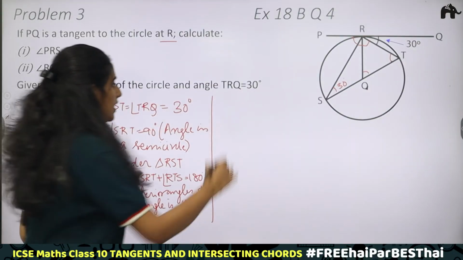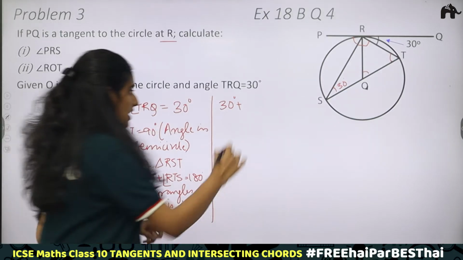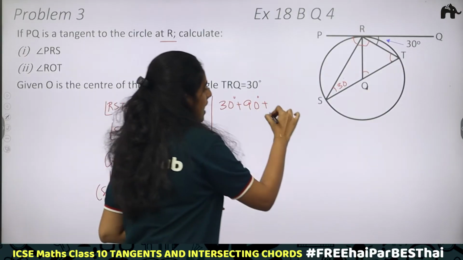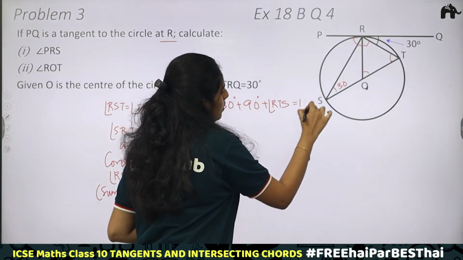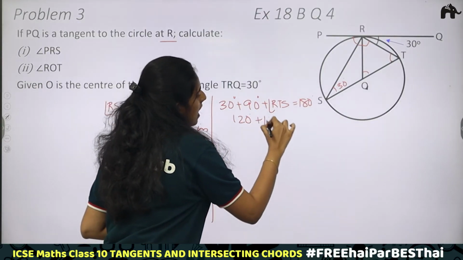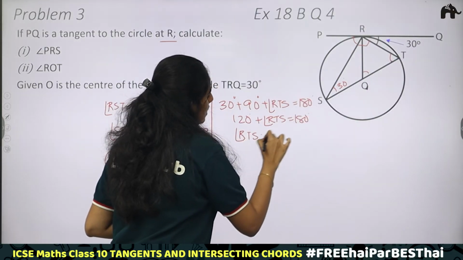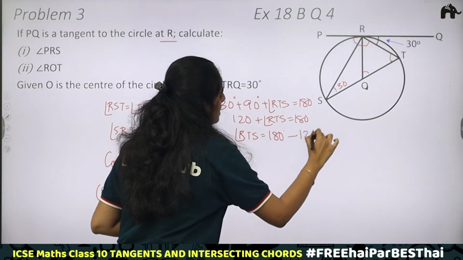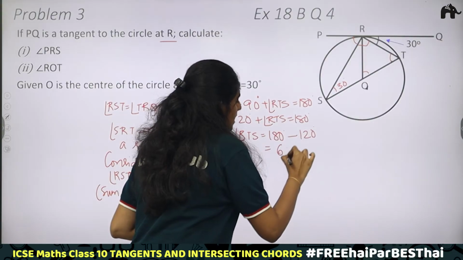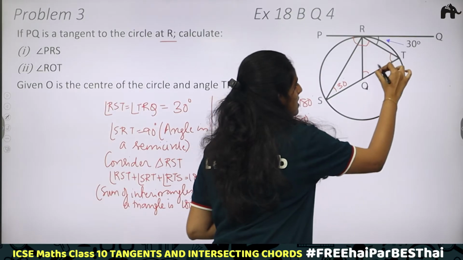RST is equal to 30 degree plus SRT, SRT is 90 degree, plus RTS. RTS we need to find. Angle RTS is equal to 180 degree. 30 plus 90 we get 120 degree plus RTS is equal to 180 degree. Therefore RTS is equal to 180 degree minus 120 degree. What is 180 minus 120? We get 60 degrees. Okay, 60 degrees. Angle RTS, this one is 60 degree.